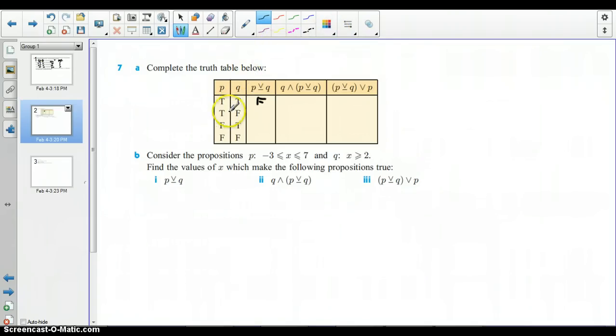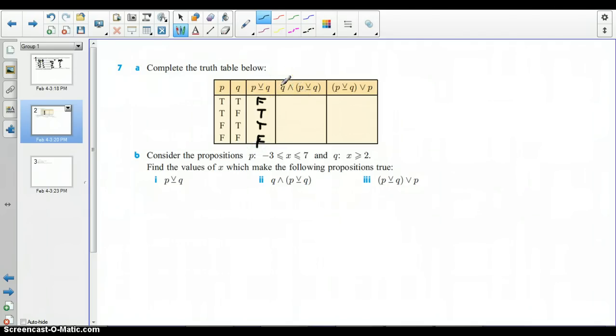Now, in this case, P is true, but Q is false. Remember, this is exclusive disjunction. Only one can be true. In this case, only one is true, so the entire exclusive disjunction is true. Same thing applies here. One is true, so the whole thing's true. Here, P is false and Q is false, so the entire exclusive disjunction is false. One of them has to be true.